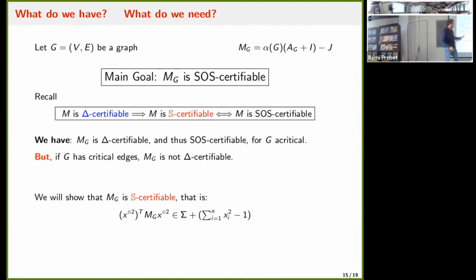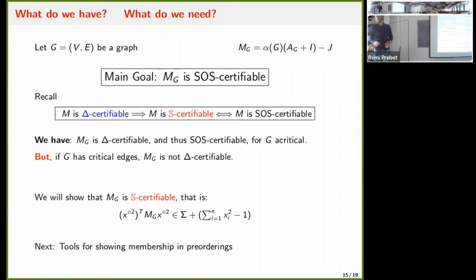this set. Here sigma is the set of sums of squares plus a multiple of the sum of the squares of the variables minus 1. So for this, we need to develop new tools for showing membership in a preordering. And this is what we are going to do. We want to show that one polynomial belongs to one preordering.